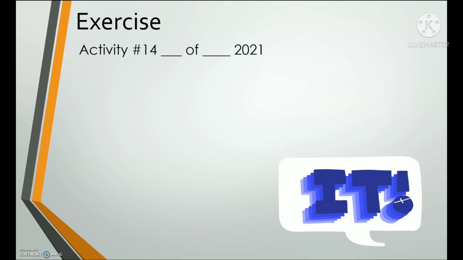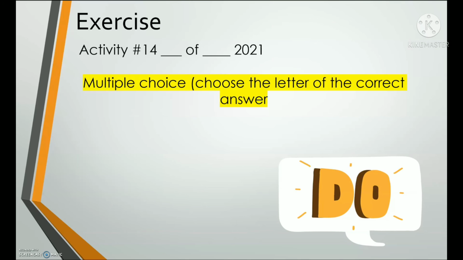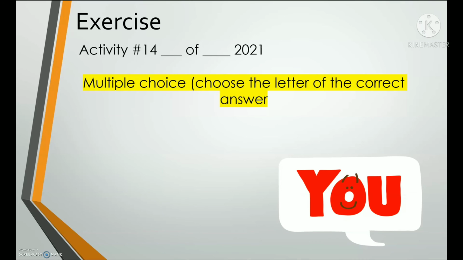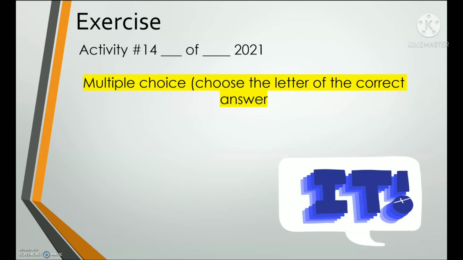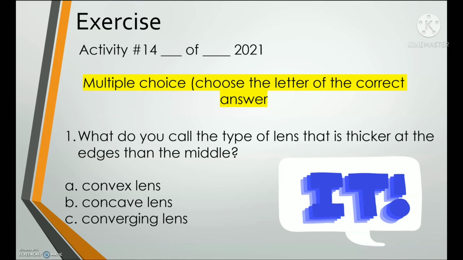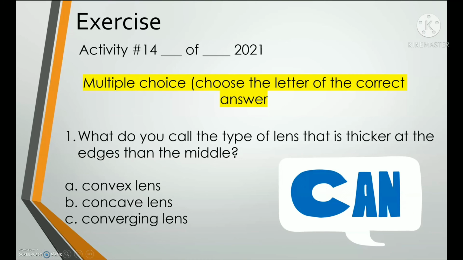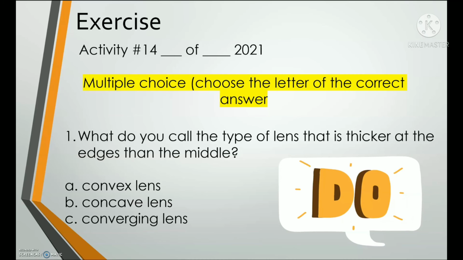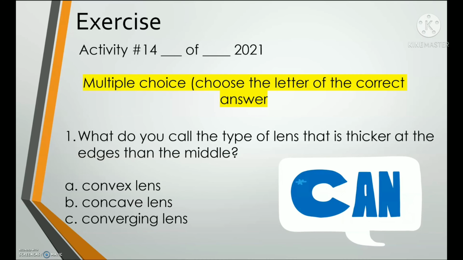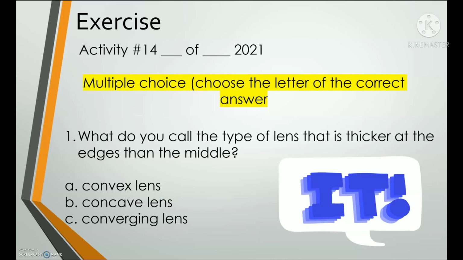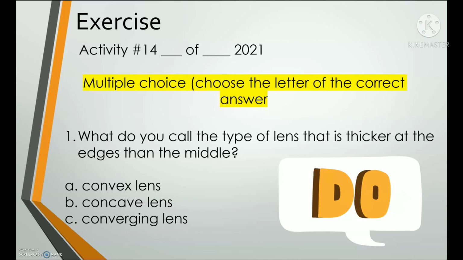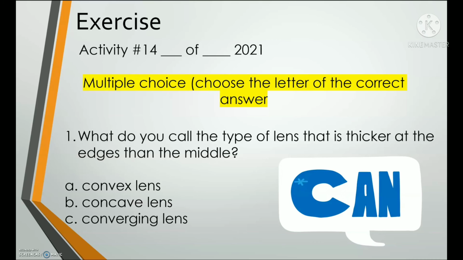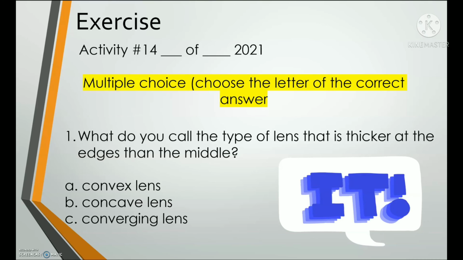Now let's do our exercise. Bring out your papers and write as follows. Number 1. What do you call the type of lens that is thicker at the edges than the middle?